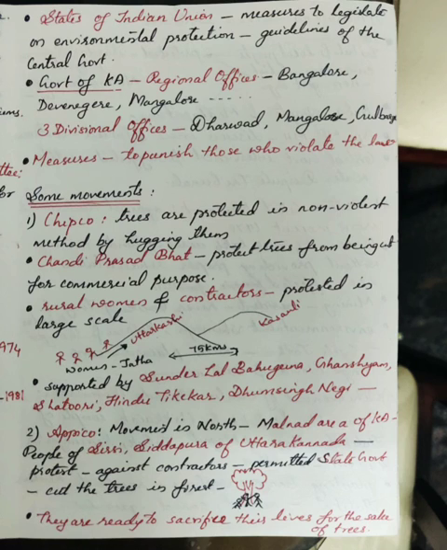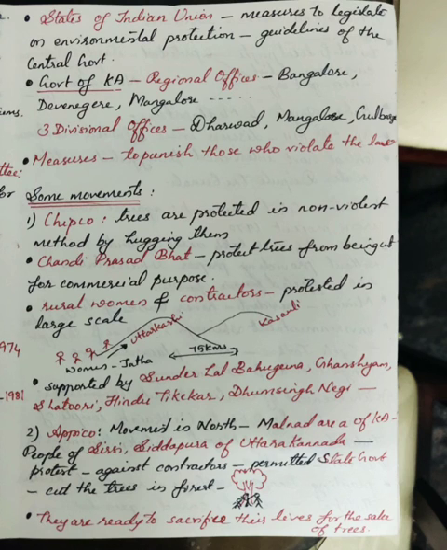Other than this, or added to this, 3 divisional offices have also been started in Dharwad, Mangalore and Gulbarga. So measures are also taken to punish those who violate the laws. So let's see what are the movements that take place in the case of the environment. So it includes the Chipko movement.